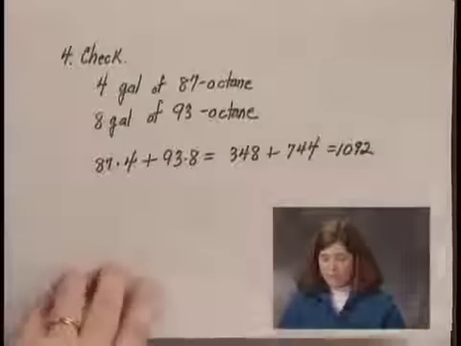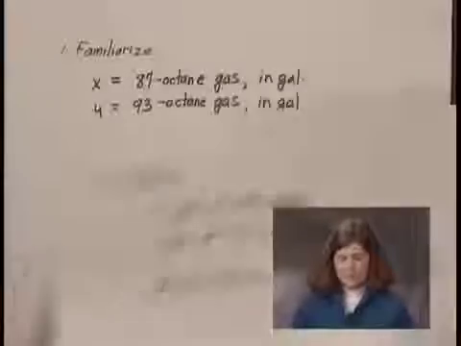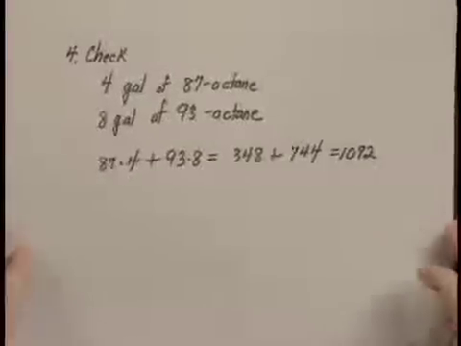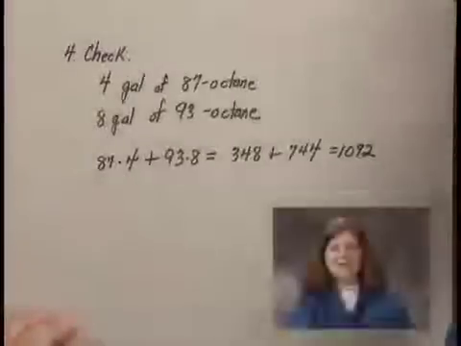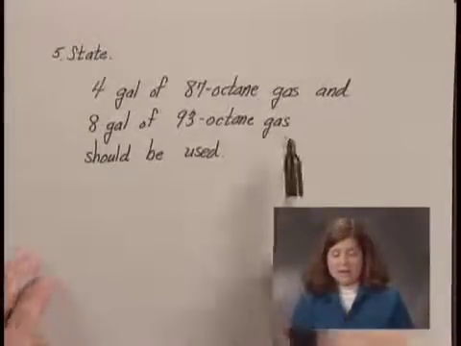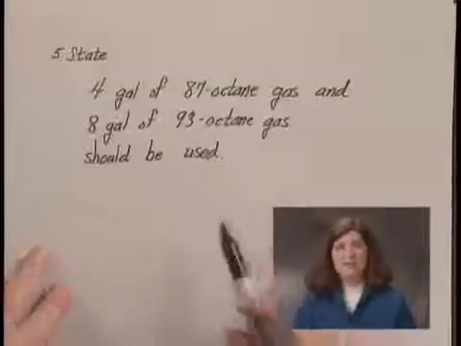Now that was what we calculated the octane rating of the mixture to be: 12 times 91. So these numbers check. And I can state then that 4 gallons of 87 octane gas and 8 gallons of 93 octane gas should be used.